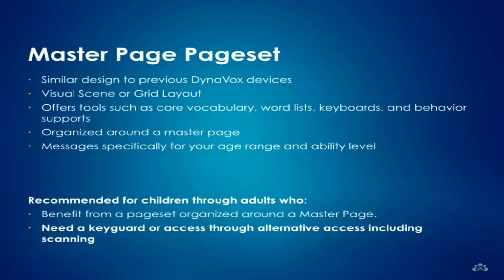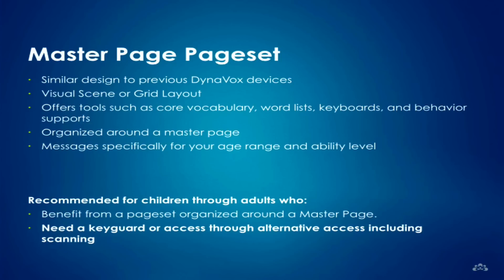So as I said, the master page is similar to previous DynaVox devices. You can actually access a visual scene layout if you want to, but I was showing you the grid option. There's still all of those tools available, such as core vocab, word lists, keyboards, and behaviour supports. But it's all organised around one main master page, and then everything comes away from that.